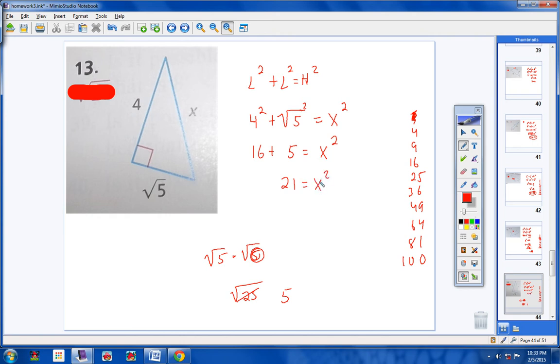Take the square root of both sides. The square root of 21 is the square root of 21. The square root of x squared is x. Now, do any of these perfect squares go into 21 evenly? No, they do not. So the answer is simply square root of 21. Okay. All right, number 14.